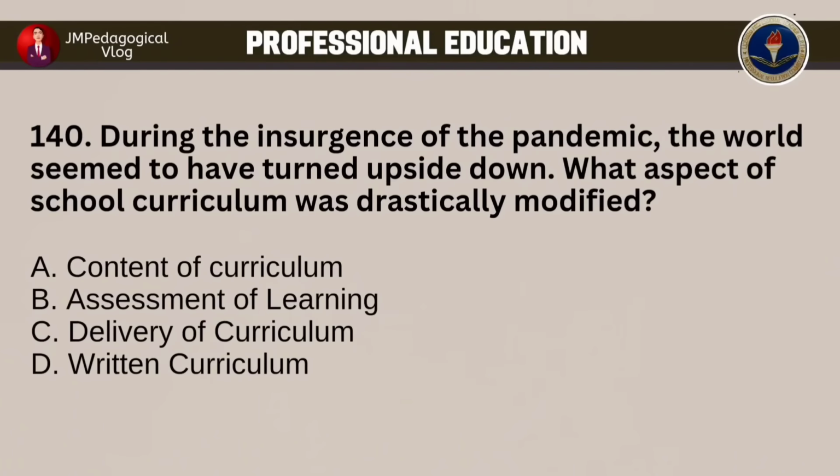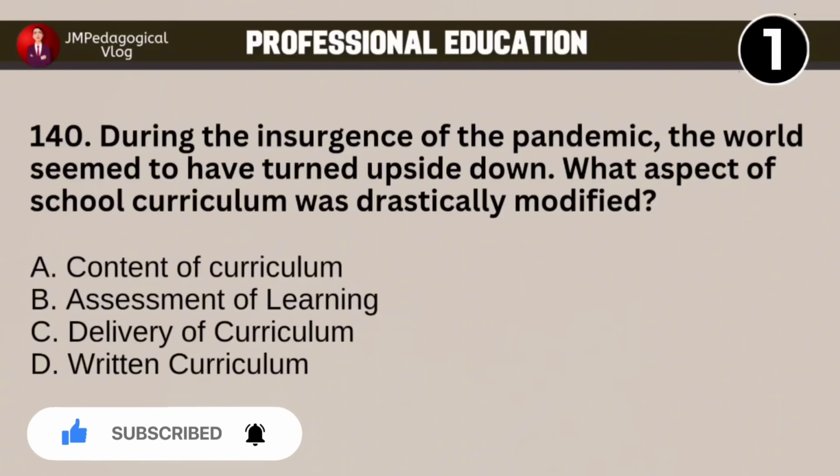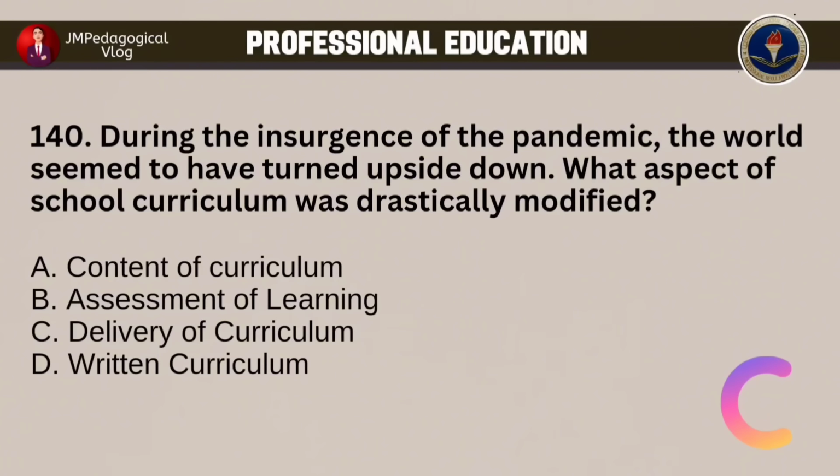140. During the insurgence of the pandemic, the world seemed to have turned upside down. What aspect of the school curriculum was drastically modified? a. Content of curriculum. b. Assessment of learning. c. Delivery of curriculum. d. Written curriculum. c. Delivery of curriculum.